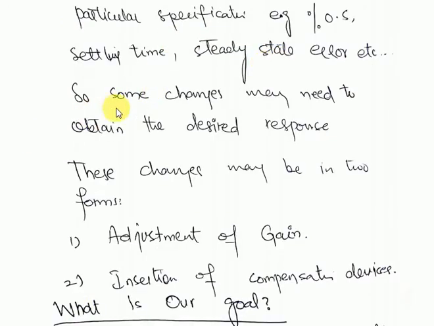Some changes may be needed to obtain the desired response. These changes may be in two forms: one is adjustment of gain, and the second is insertion of compensation devices.